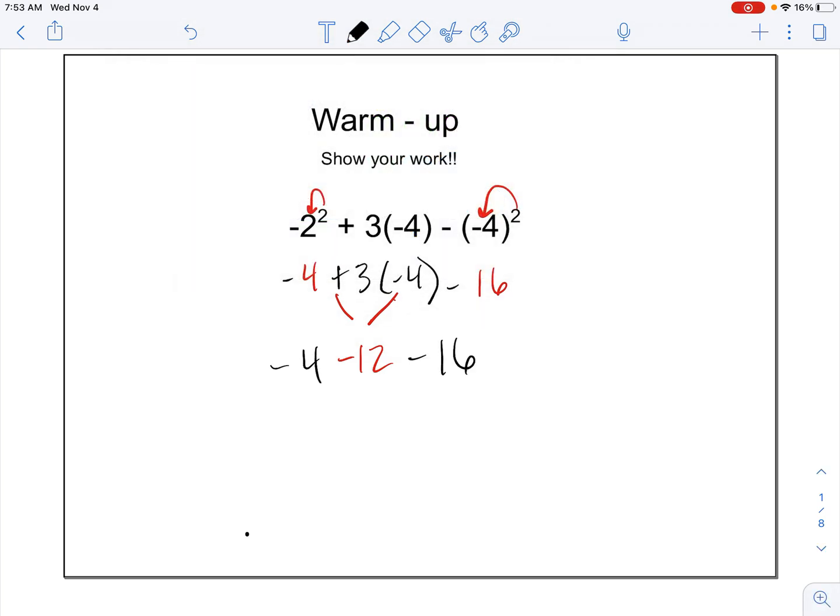Now I'm just moving on the number line. If I'm at -4 and I move to the left 12 more spots, I'm at -16. And then I move to the left 16 more spots, I am at -32. This is like I spent $16, I spent another $16, I spent $32.